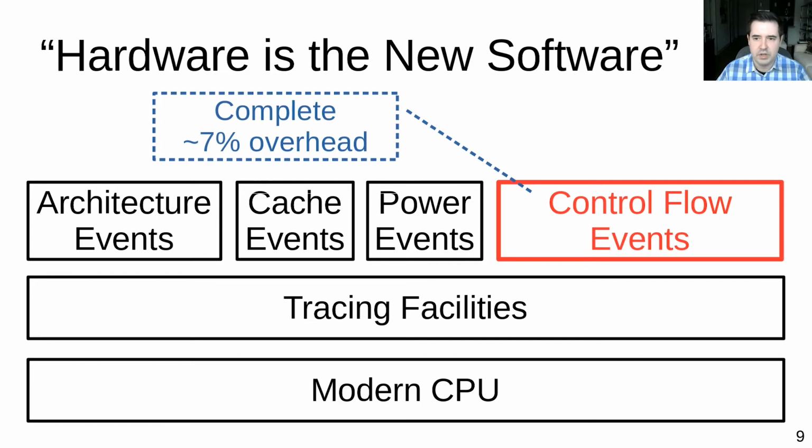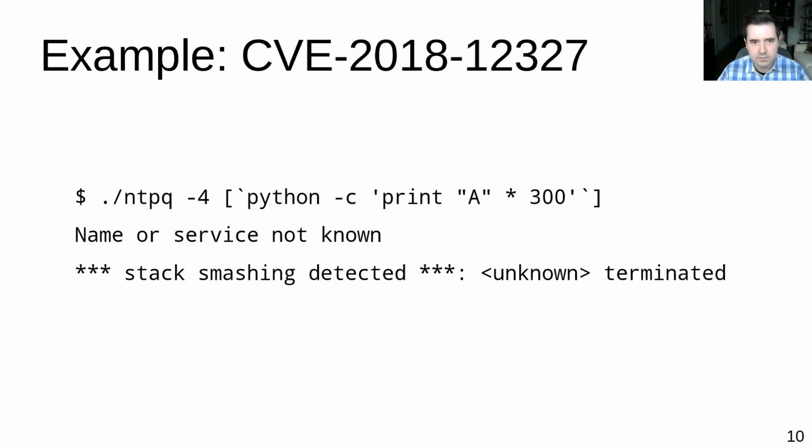As prior work has shown, we can record the entire control flow of user space processes with only about 7% overhead thanks to this hardware assistance. So to show in more detail how ARCUS works, I want to walk through a real-world example using a CVE report in 2018. In this case, we have a Linux program that can incur a stack overflow given a sufficiently long command line argument.